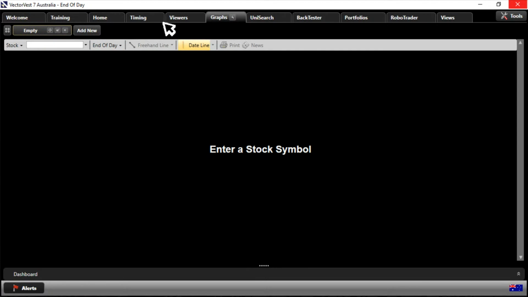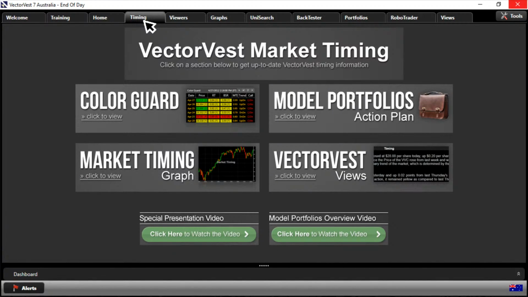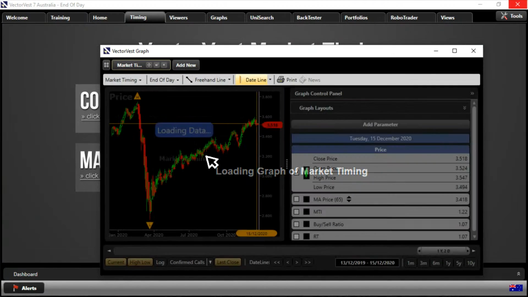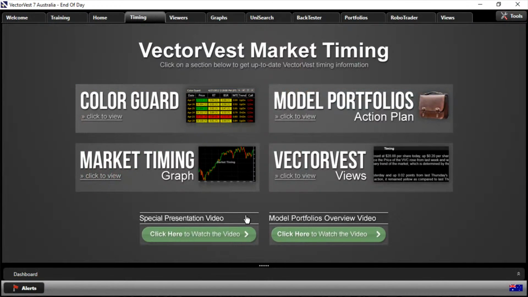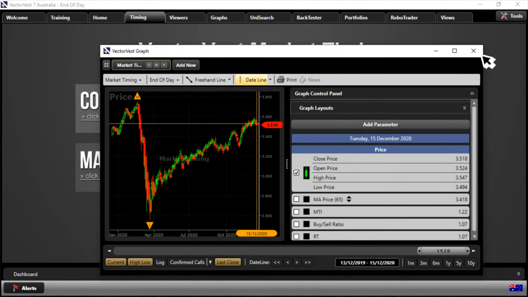So forget that. Let's say you're in your views and you want to look at market timing. There we are, timing tab. And just click on the market timing graph. So there, graph. It'll open up in a separate window. There it is again. And you can put on your confirm signals. Okay, whichever way you prefer. Both are good ways to do it. This is probably the quickest way. Just click on timing, market timing graph. There it is.